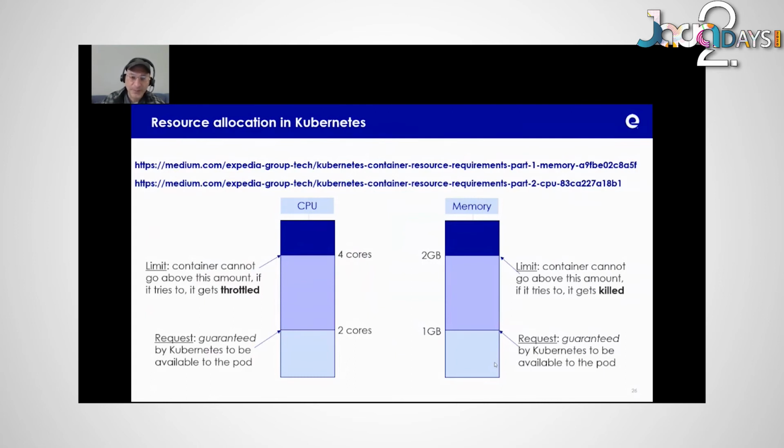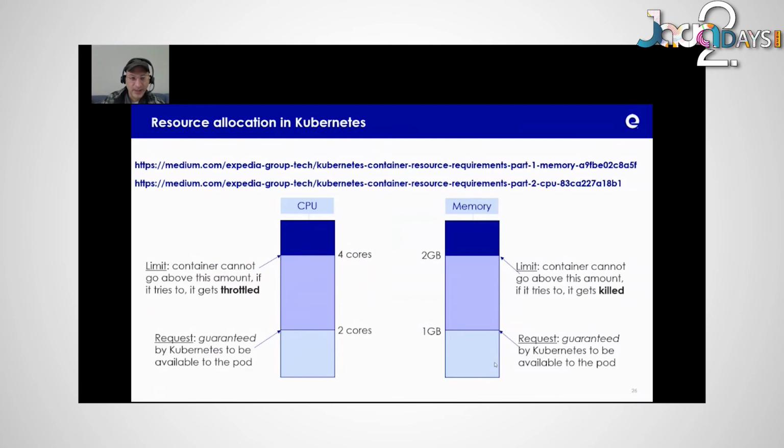And CPU and memory are treated differently. So CPU is actually time sliced on the system, and you cannot get more than the limit. It will never allocate more CPU than your limit to your pod.